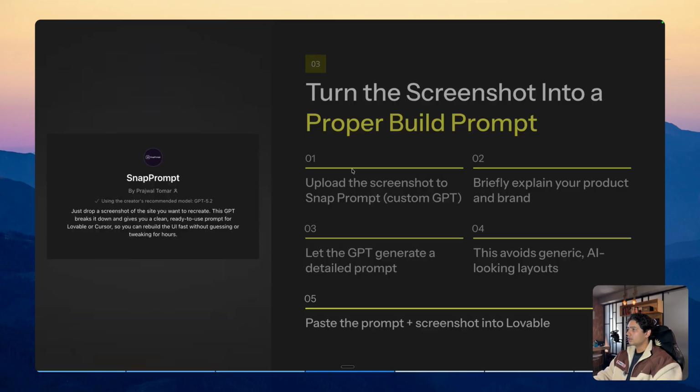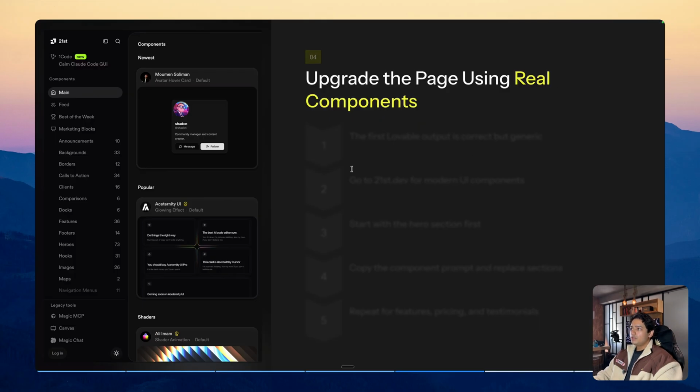So let's get to the next step. Okay, the next step is upgrade the page using real components. The first Lovable output is correct, but generic. Not really generic, honestly. I thought that it would be generic, but it did a pretty good job.